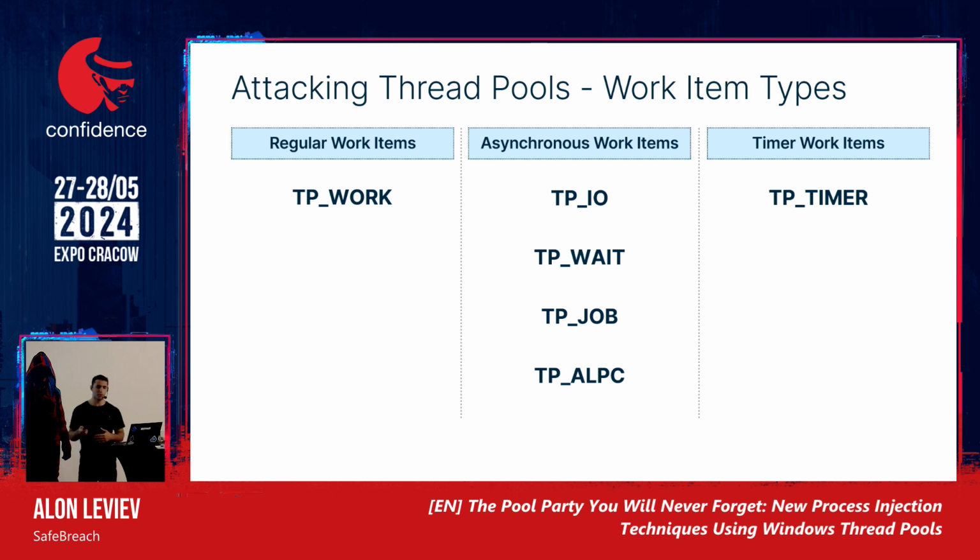The thread pool supports multiple work items, and they can be divided into three types. We have the regular work items, which are queued right away by the queuing API call. So we call the queuing API call, and the work item is queued right away. We have the asynchronous work items, which are queued on operation completion. So for example, when a write file operation is completed, or when you read from a file, but any operation completion. And we have the timer work items, which are queued right away by the queuing API call, but they are executed asynchronously once the timer expires. So the timer work items are kind of a combination of both: the regular work items in terms of queuing, and the asynchronous work items in terms of execution.